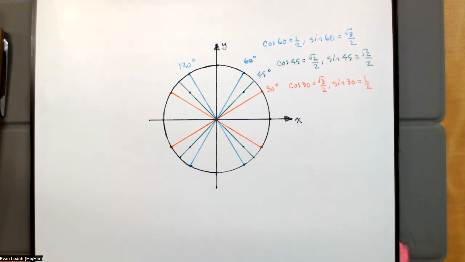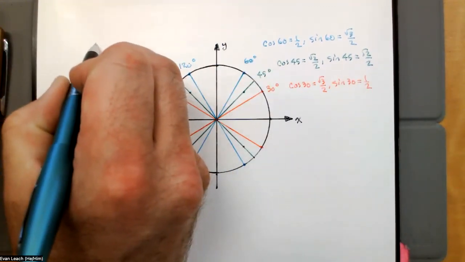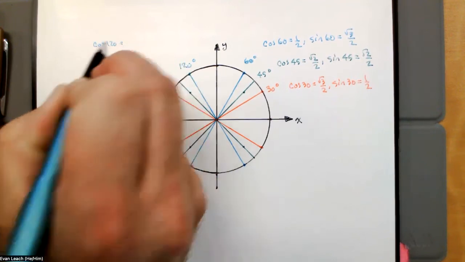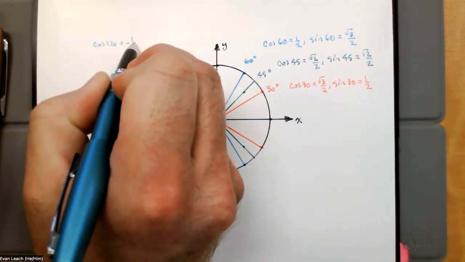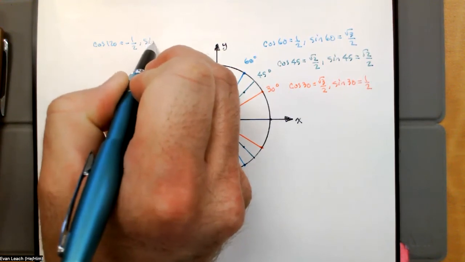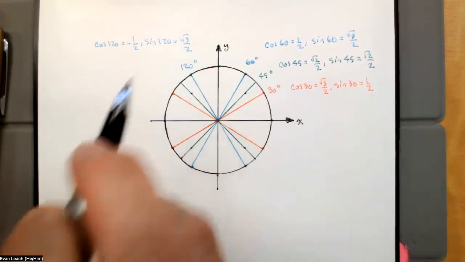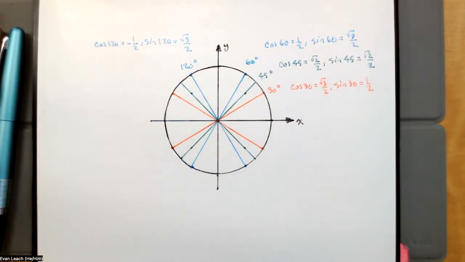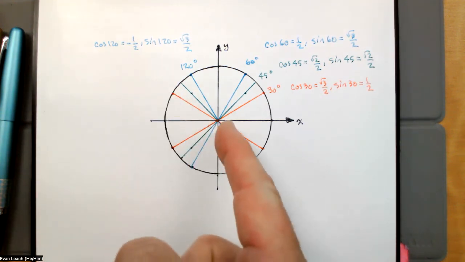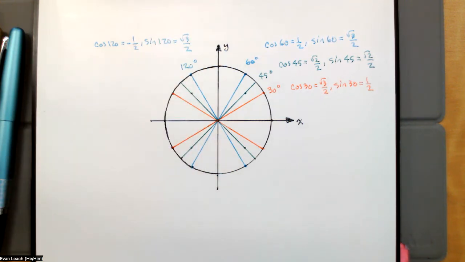Note that in quadrant 2, the y coordinates are going to be positive, the x coordinates are going to be negative, which means sine is going to be positive and cosine is going to be negative. So over here, we'll have cosine of 120 is negative 1/2, and sine of 120 is positive root 3 over 2. Makes sense. We're in quadrant 2. The x is negative. To get from the origin up to this point, I have to go negative in the x, then positive in the y. Negative cosine, positive sine.